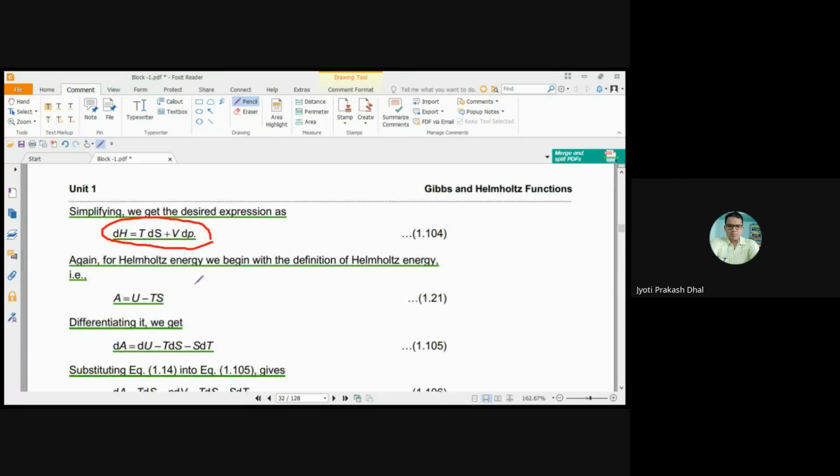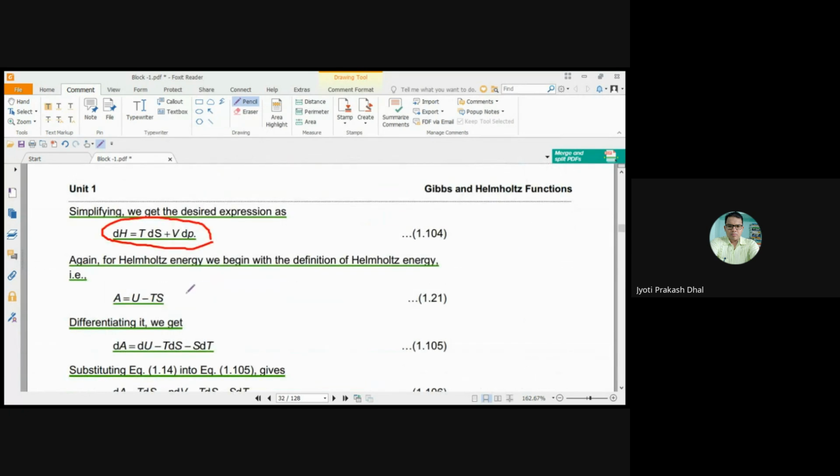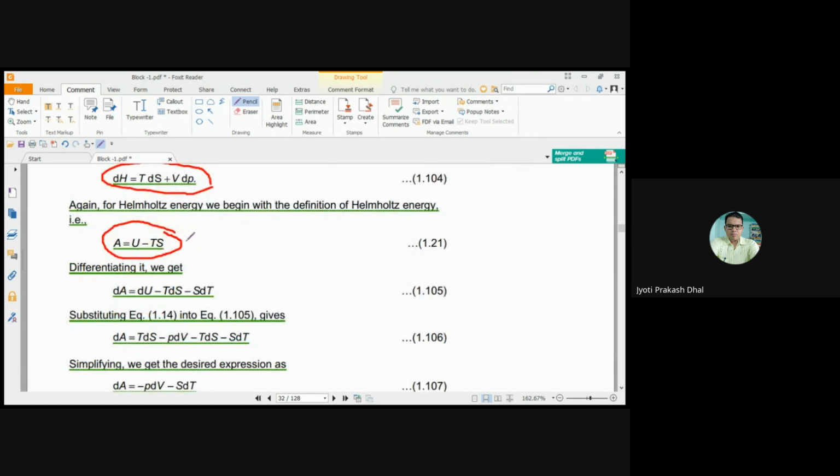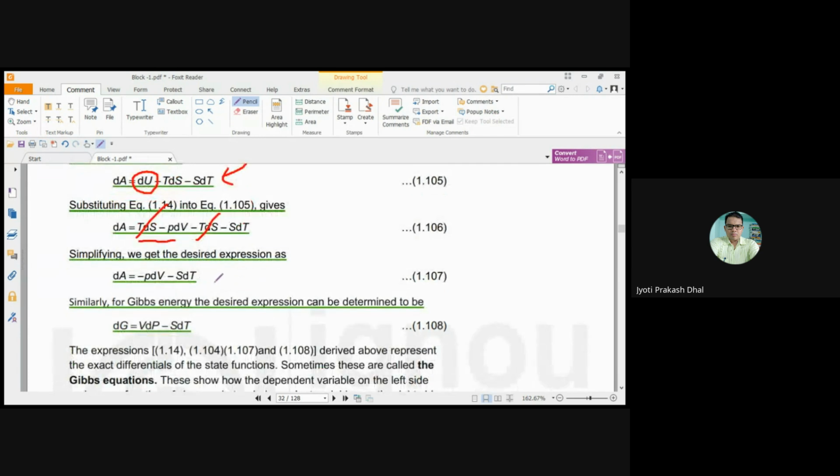And again, we also know that the Helmholtz energy term is A equals U minus TS, and differentiating this equation, we can write dA equals dU minus TdS minus SdT. And if we put the value of dU, TdS minus PdV, here TdS will be cancelled out, and finally the value will be dA equals minus PdV minus SdT.